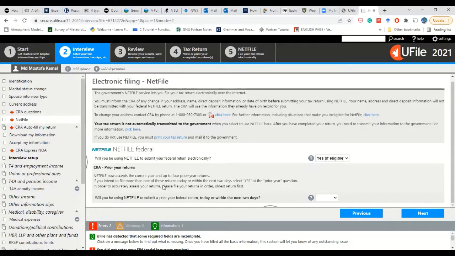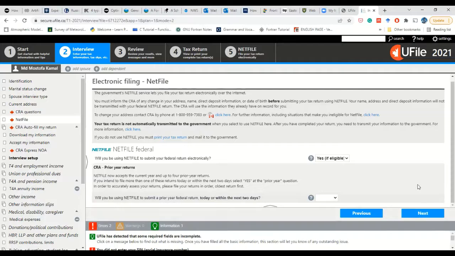Okay, CRA prior returns. As you can see here, you mentioned that you did not submit your tax for 2020. So here it says, will you be using that file, meaning exactly this software, to submit your prior year federal return today or within the next 2 days? So let's say you submit your 2021 right now, and after that you're planning to submit 2020. If you plan to submit within the next 2 days, it will say yes, otherwise no.